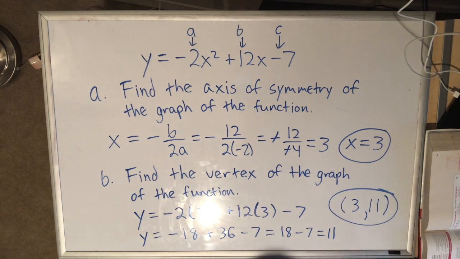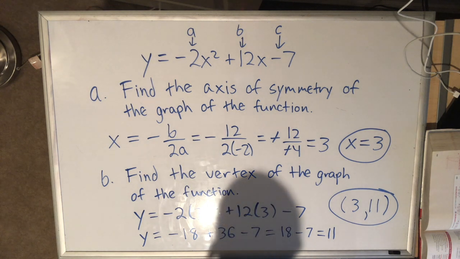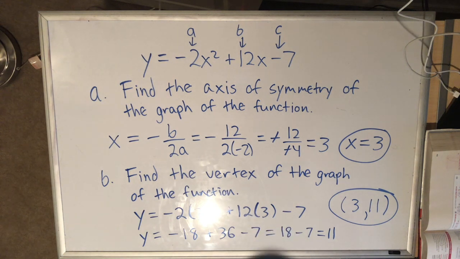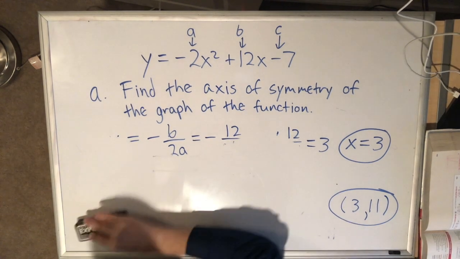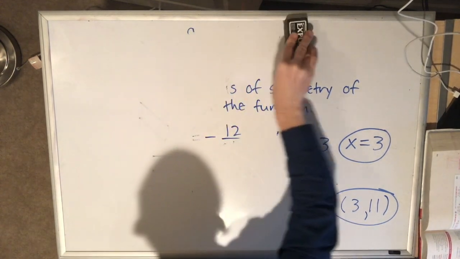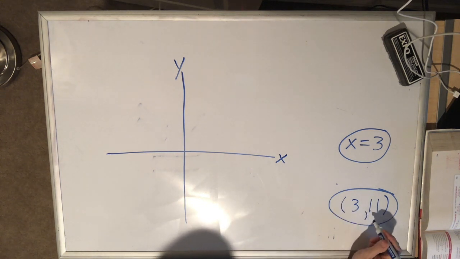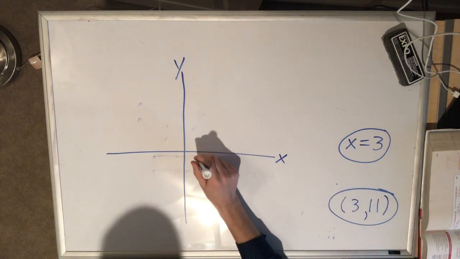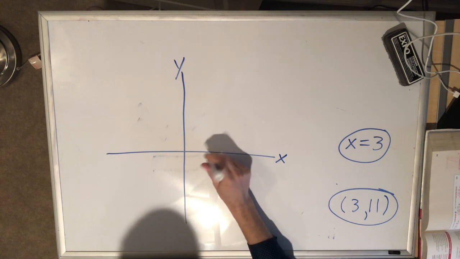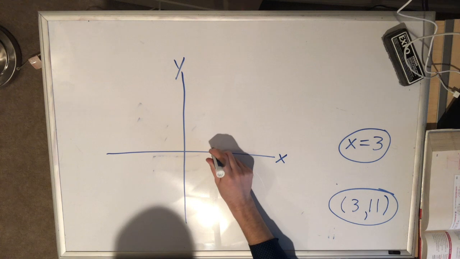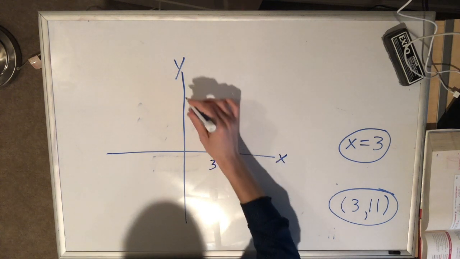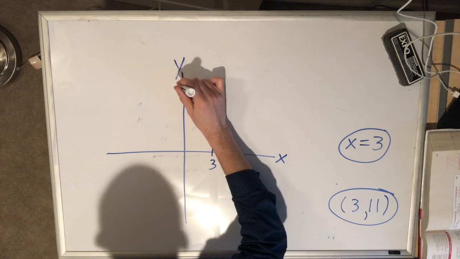So there's the answer to example 1, but just to help you visualize what's going on in the graph of the function, and to help you understand exactly what axis of symmetry and vertex mean, let's do a sketch of the graph using the answers in parts A and B. Let's first plot the vertex, 3, 11. And let's not use tick marks, we're just making a rough sketch. Let's say 3 is here and 11 is here on the y-axis.